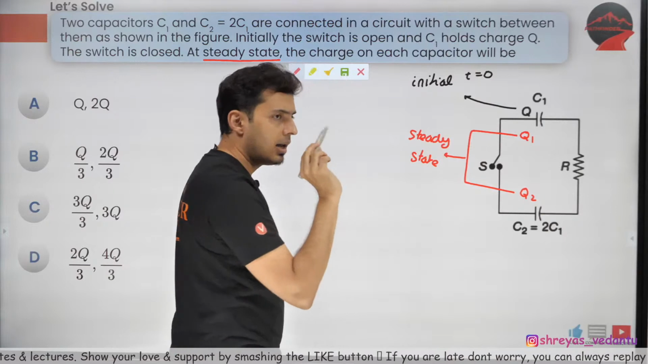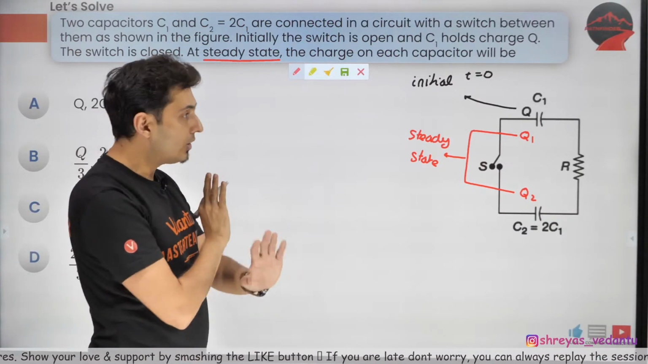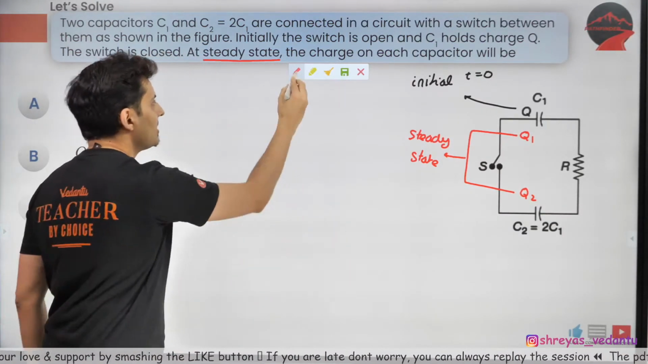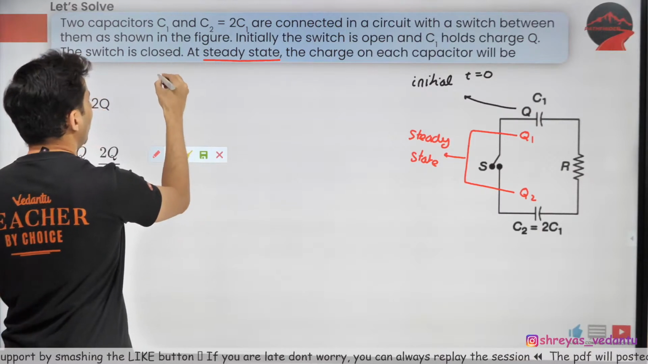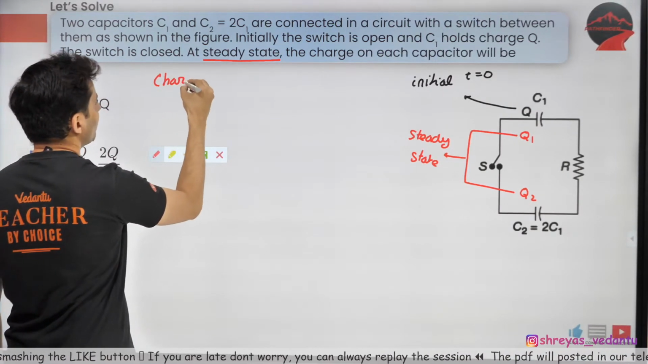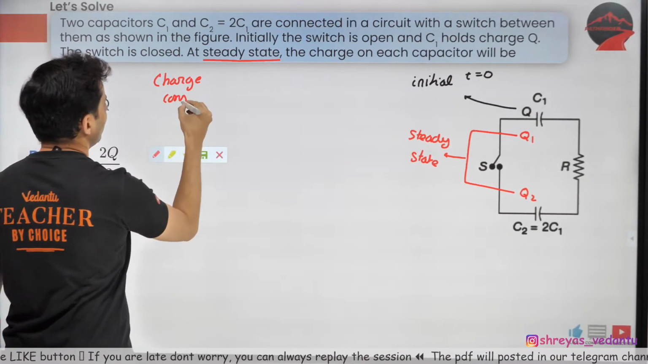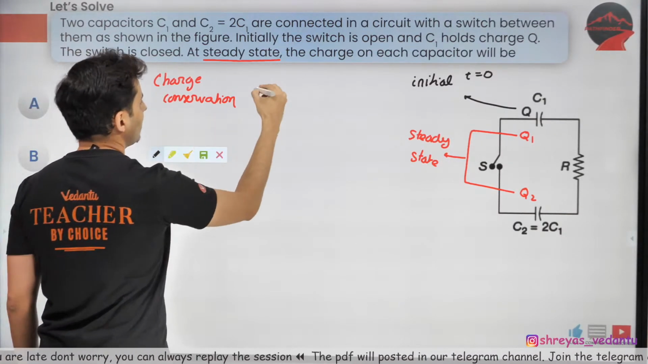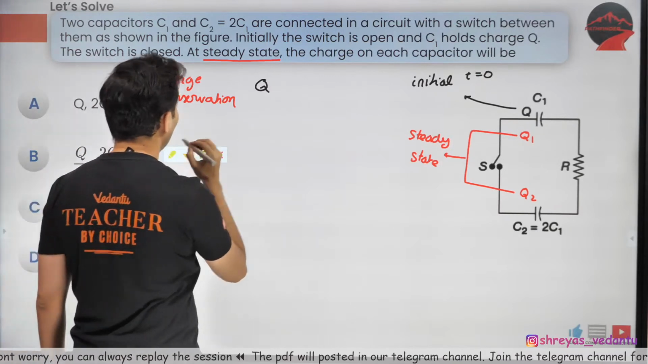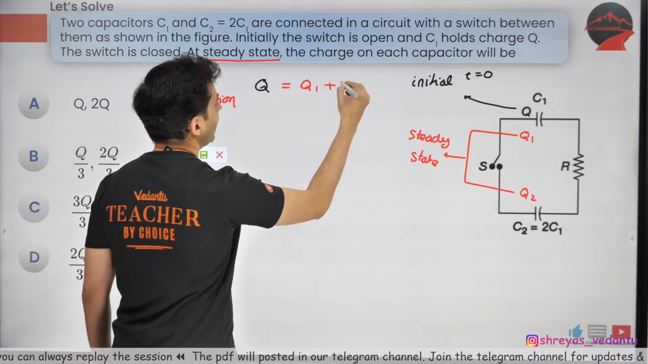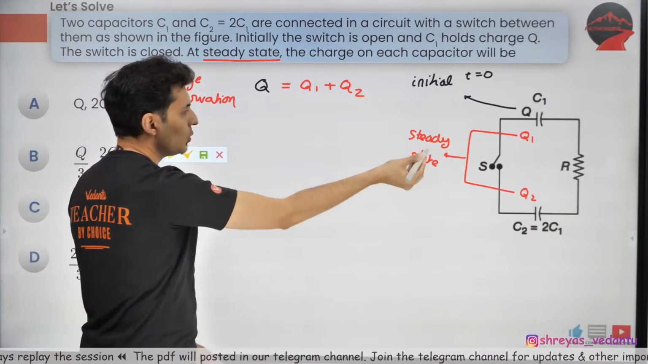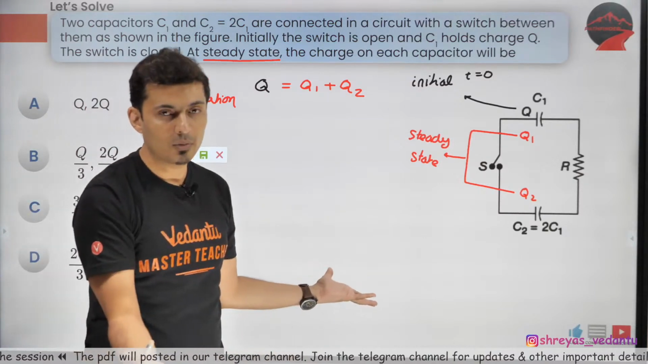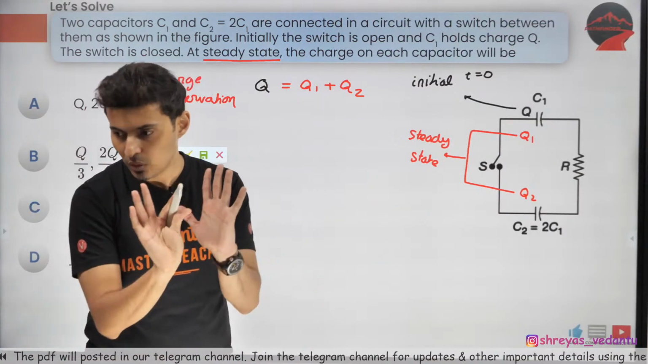Now we know the charge always has to be conserved. It cannot get destroyed or created. That means by charge conservation, can I not say the initial charge will be equal to the final charges sum Q1 plus Q2? Very straightforward, makes sense? Cool?